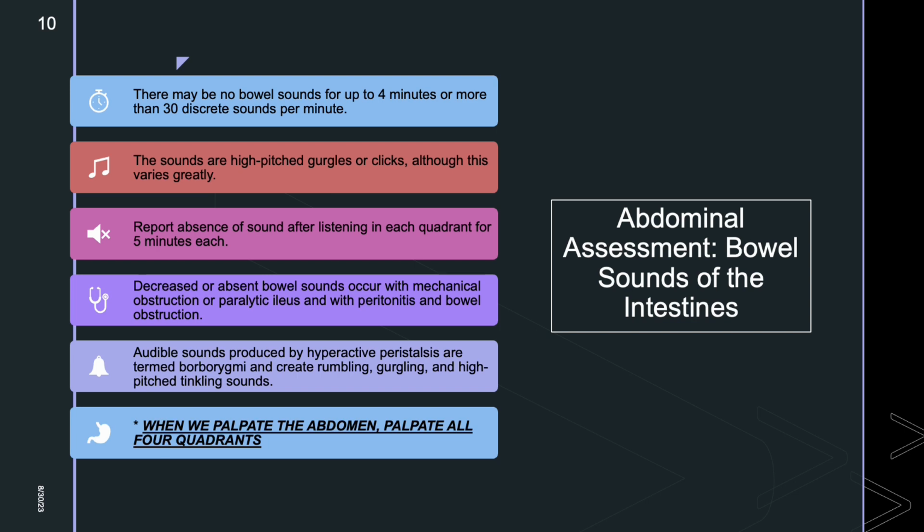Mechanical obstruction, paralytic ileus, peritonitis. Those are the problems that we have related to no bowel sounds. Paralytic ileus will become an ischemic bowel, and if it gets bad enough, we die from that. Bowel obstruction, we die from that. Peritonitis, we could theoretically go into sepsis and die from that. It's a big deal. All right.